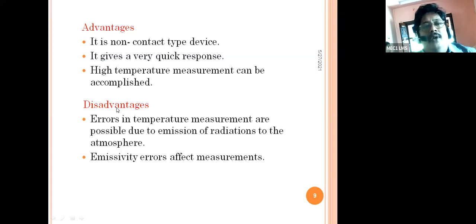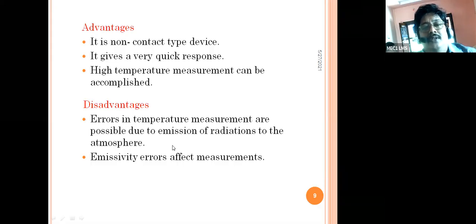Now the advantages. It is a non-contact type. That means this pyrometer is placed at some distance from the hot body whose temperature has to be measured. It is a non-contact type of device and it gives a very quick response. The output is very, very fast. And it can be applied to high temperature measurements. With the help of this, we can measure very, very high temperatures.